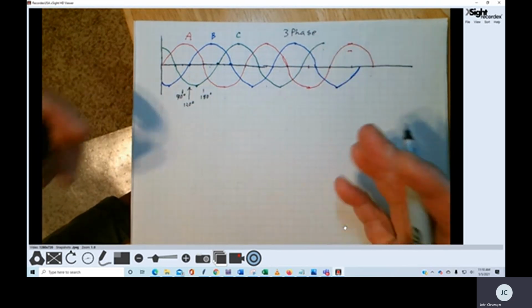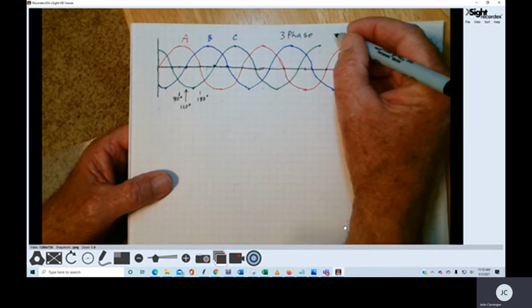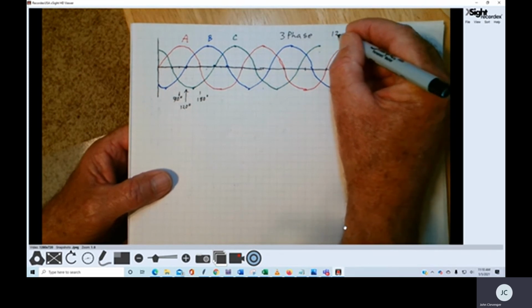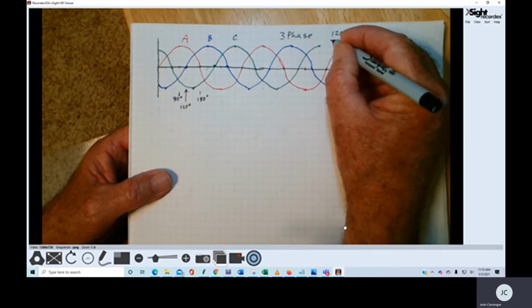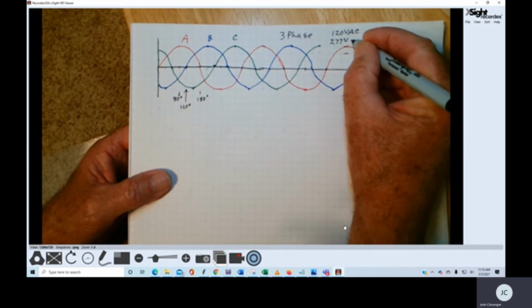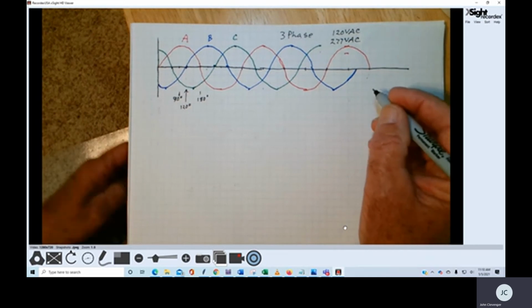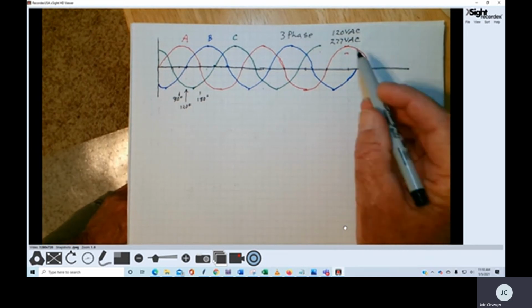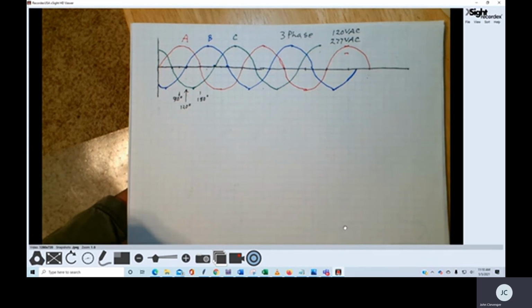Now, we look at what's coming into our facility. These three phases can either be 120 volts, or they could be 277 volts. Those are two voltage levels that are common for our facilities. There's other ones that the list really goes on and on depending upon what we need.